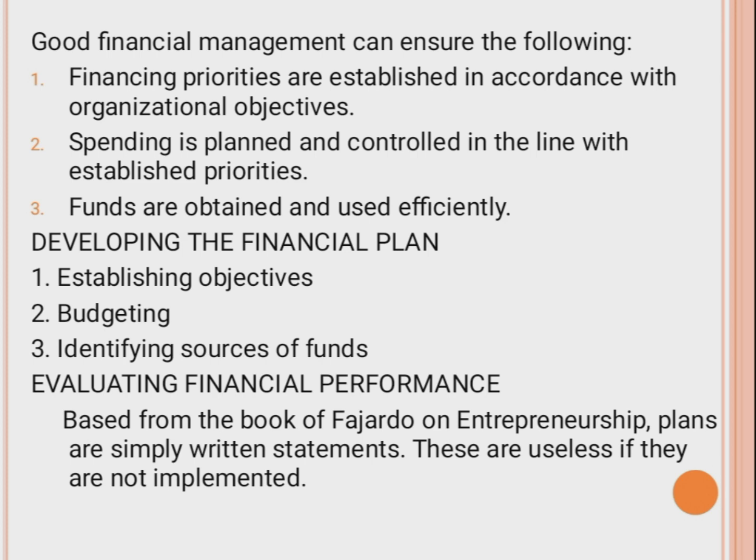Next, developing the financial plan. Number 1, establishing objectives. Number 2, budgeting. Number 3, identifying sources of funds. Next, evaluating financial performance. Based on the book of Fajardo on entrepreneurship, plans are simply written statements. These are useless if they are not implemented.